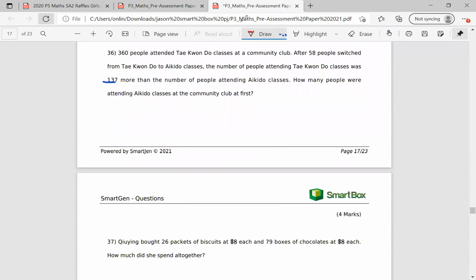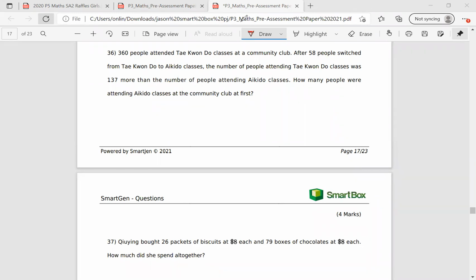So I'm going to go to 36 here, which is a common question that a lot of people have problems with. So we have: 360 people attended Taekwondo classes at a community club. 58 people switched from Taekwondo to Aikido class. The number of people attending Taekwondo classes was 137 more than the number of people attending Aikido classes. How many people were attending Aikido classes at the community club at first?